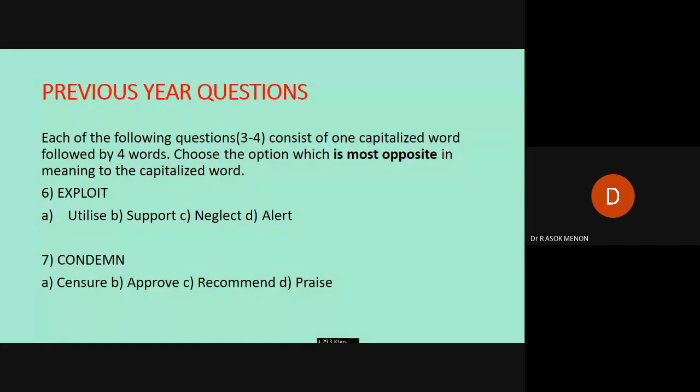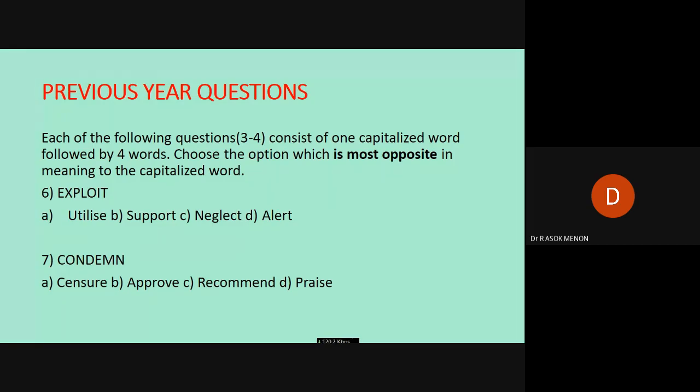Then we have condemn: censure, approve, recommend, praise. See, approve, recommend, and praise share almost the same meaning, if not exactly equivalent, but they share the same field of meaning. So recommend, approve, and praise have the same meaning. So the opposite of condemn should be to praise. Here, the options given are just the other way around.